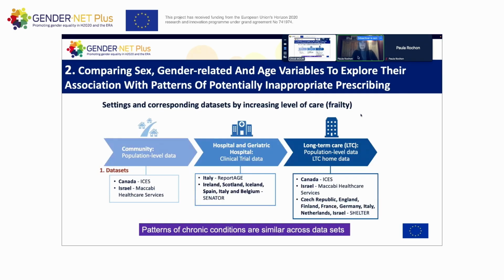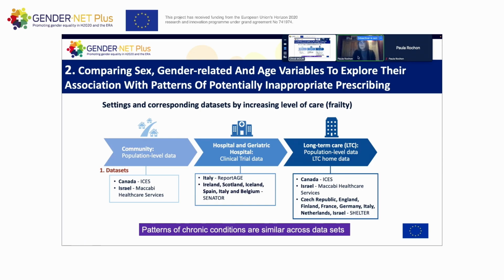The second objective, the work that we did here, I think is very interesting and relates to the presentation that you just heard. We were comparing sex, gender, and age using data that we were able to get from different settings of care and from different countries. So you can see here that we had data from the community, so population level data. We also had data from hospital settings as well as geriatric hospital settings. And we had data from long-term care, so a bit of a spectrum of settings.